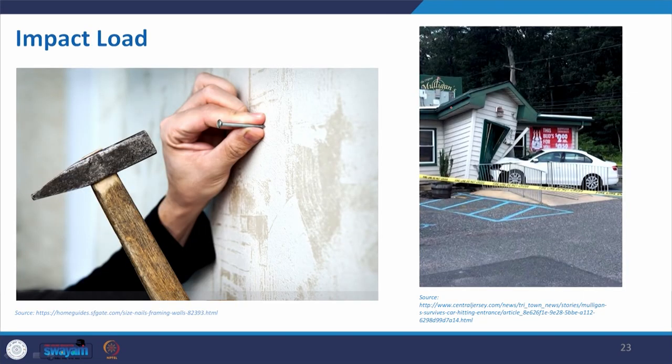Impact load, I have already given the explanation: nailing with a hammer, or maybe a car just hits a building all of a sudden, that creates the impact. So, it is also sometimes important. If your building is vulnerable to this kind of thing, you have to take it into consideration. And if your structure is weak, sometimes even putting in a nail can damage your building. It will disturb the equilibrium of your structure.